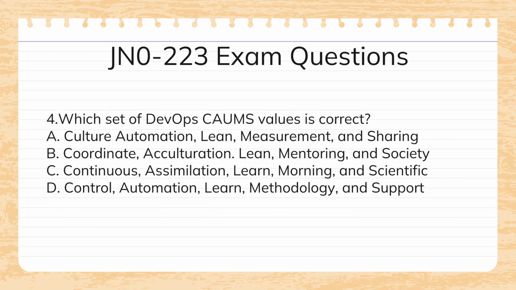4. Which set of DevOps CALMS values is correct? A. Culture, automation, lean, measurement, and sharing. B. Coordinate, acculturation, lean, mentoring, and society. C. Continuous, assimilation, learn, mourning, and scientific. D. Control, automation, learn, methodology, and support.